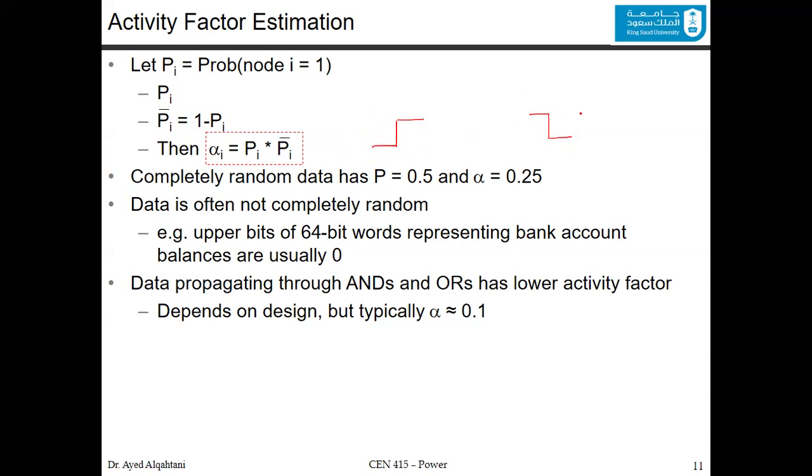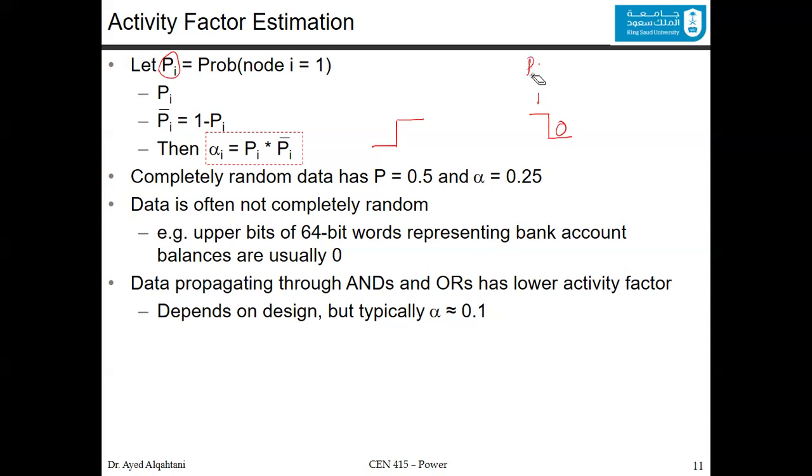Or let's have this case. You must have 1 followed by 0. So you must have this event happening, the event that this node becomes 1, which is given by the probability P of I. So we have P of I here.